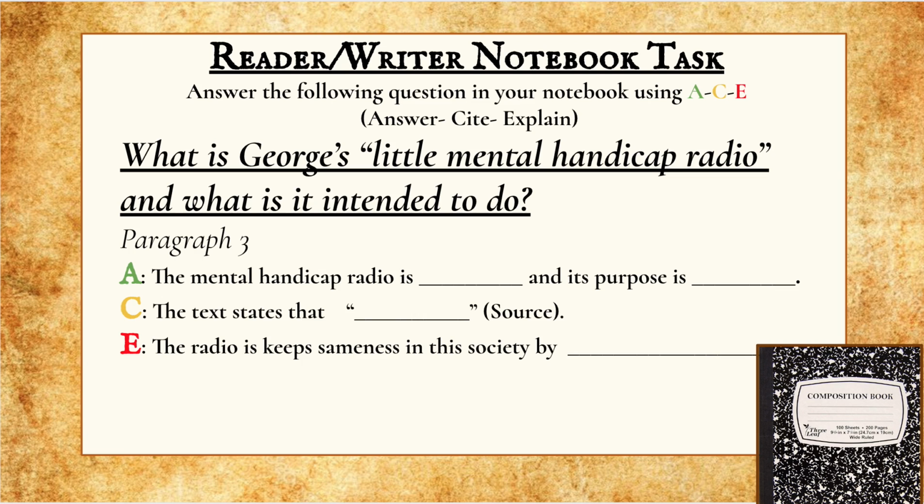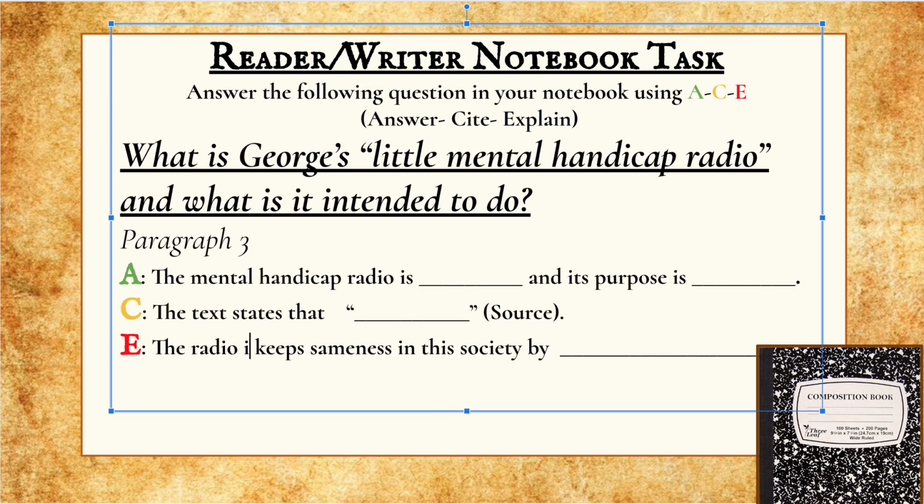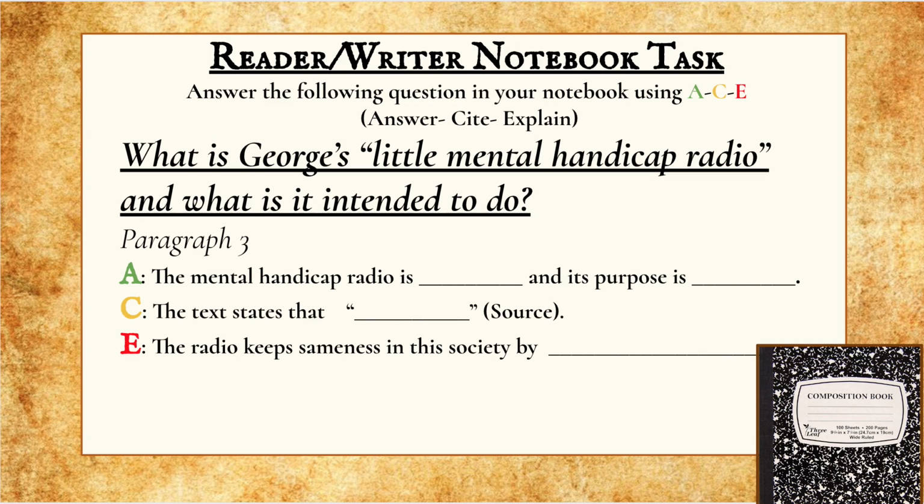Then for the C, you say the text states that, and go find some information in paragraph 3 that will prove that your answer is true, following that up with the E, the explanation, where you say the radio keeps sameness in this society by, then explain how the radio keeps sameness in this society. We'll go ahead and get rid of that real quick. Explain how that radio fulfills its role. Go ahead and pause the video now and take care of this question.